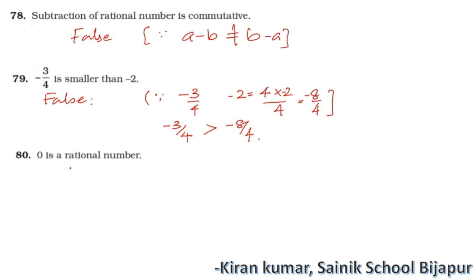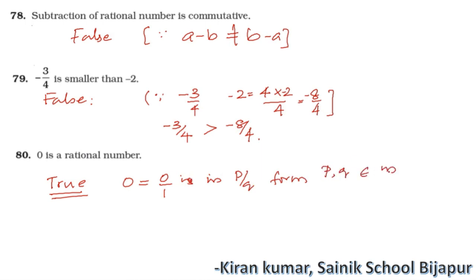0 is a rational number. This particular statement is true because 0 can be written as 0 by any number, for instance 0 by 1, which is in p by q form, where p, q are integers and q is not equal to 0. So it follows the standard definition of a rational number.